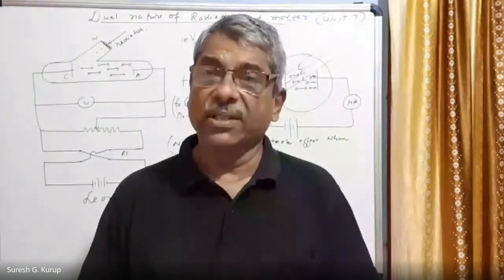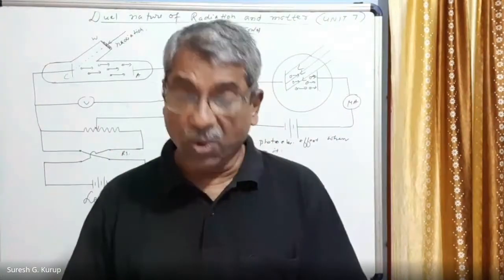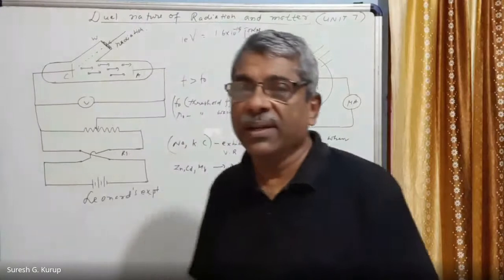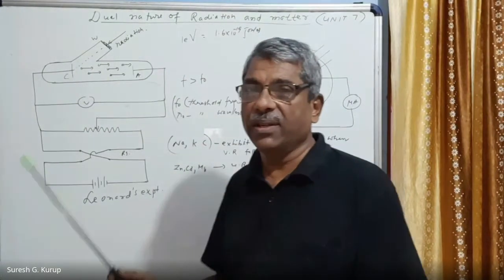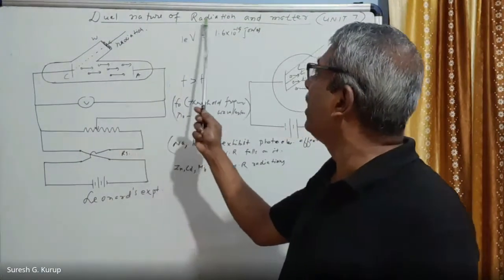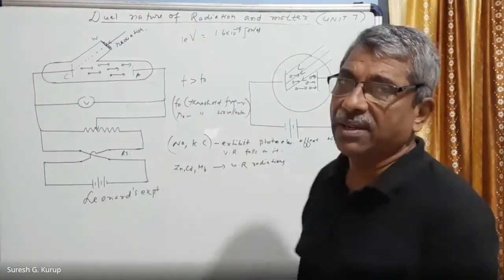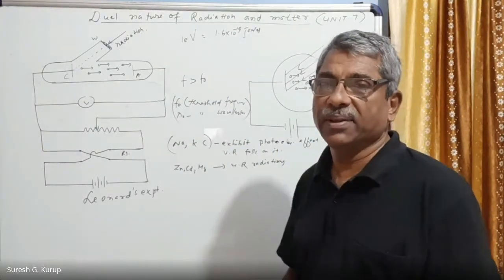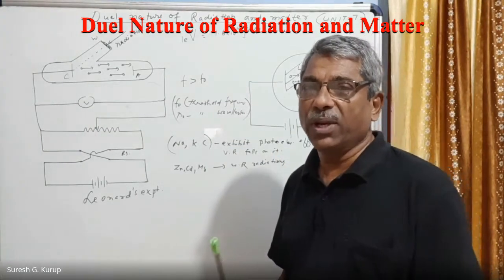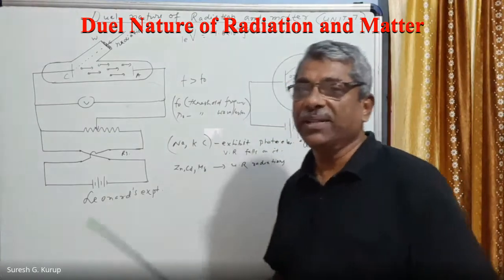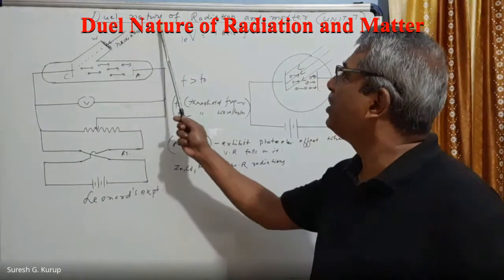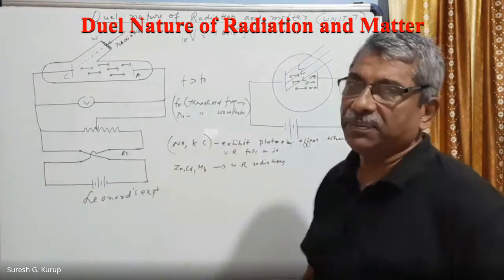We are going to discuss the photoelectric effect. The topic is marked as dual nature of radiation and matter. This is unit 7. Remember, we have only 9 units this year, right? Okay. Dual nature of radiation and matter.